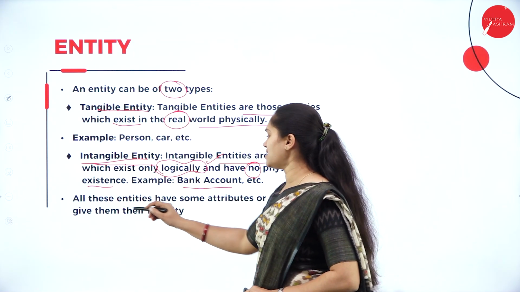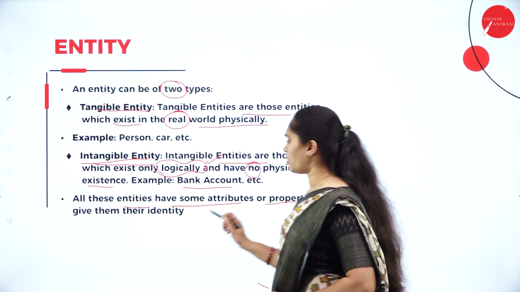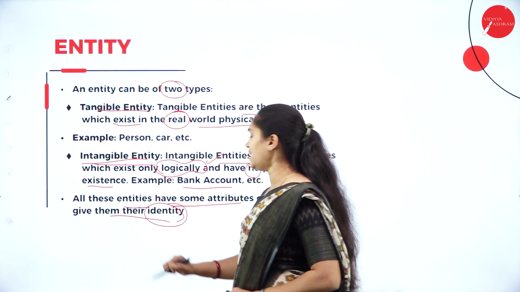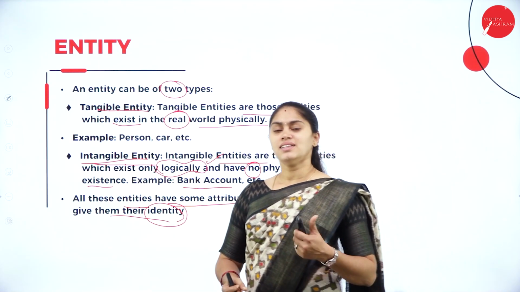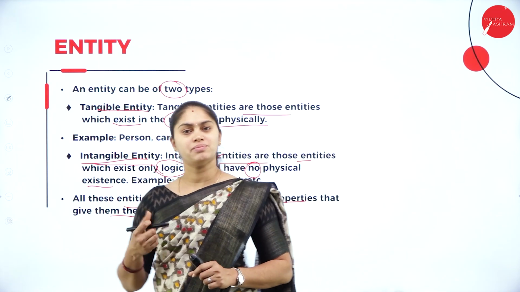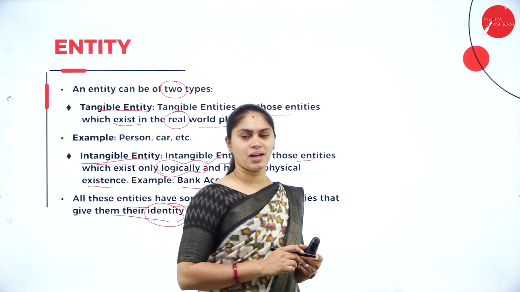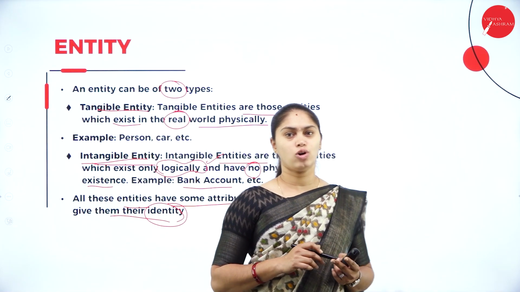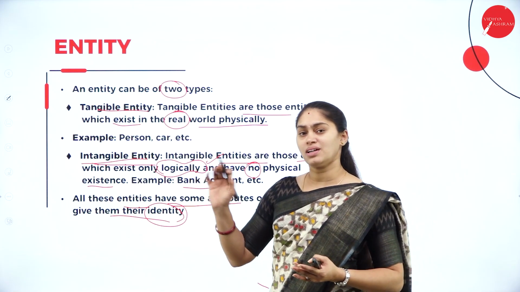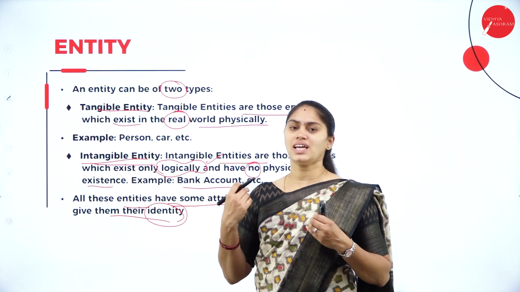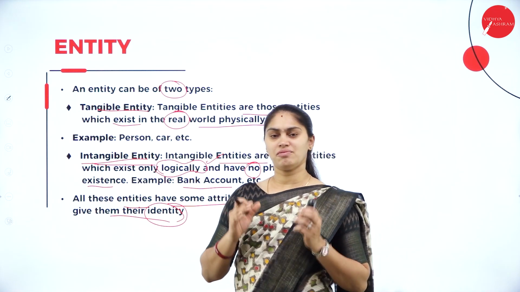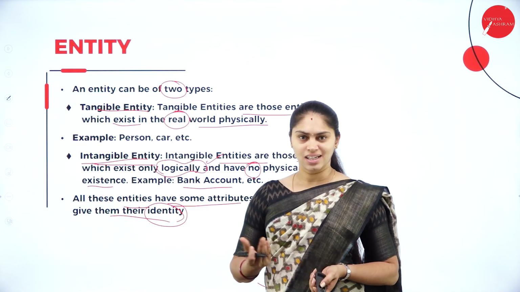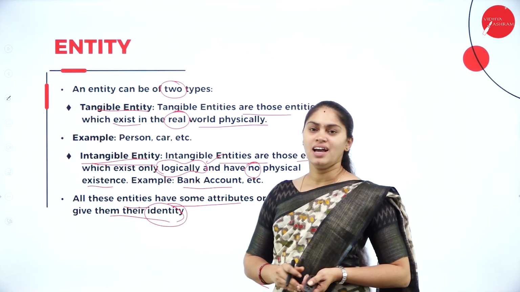All these entities have some attributes or properties that give an identity to the entity. If I consider bank account as an entity, how can I know that it is a bank account? It is going to have a bank ID, it is located in a particular location, and it may be related to a particular person or individual. With the help of certain attributes or properties, we identify what kind of entity it is. Fine, this is regarding an entity.